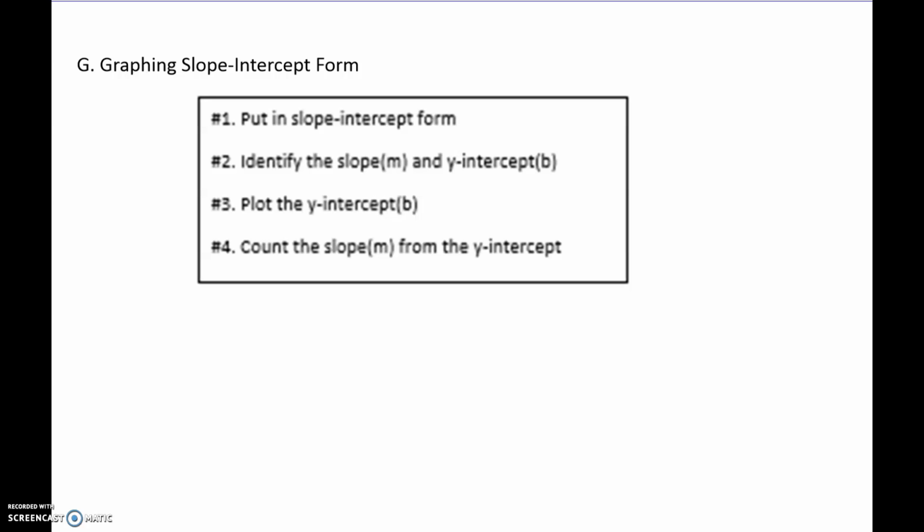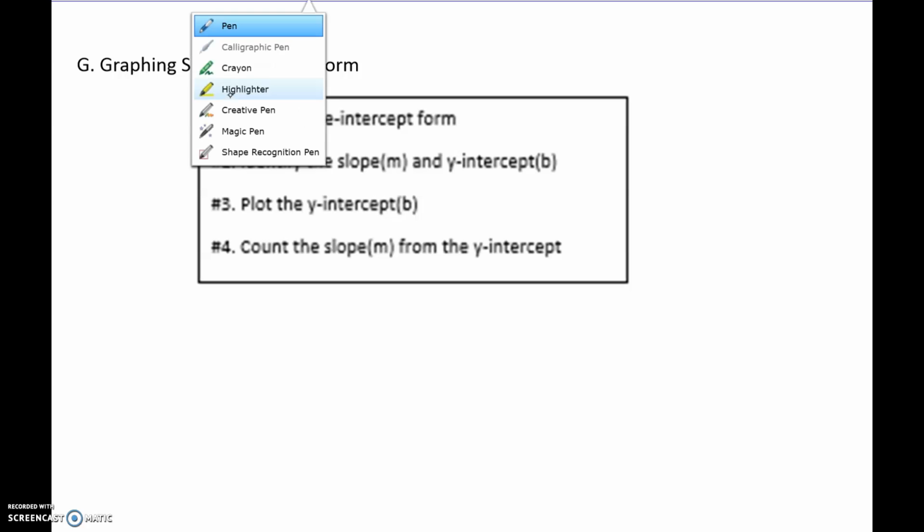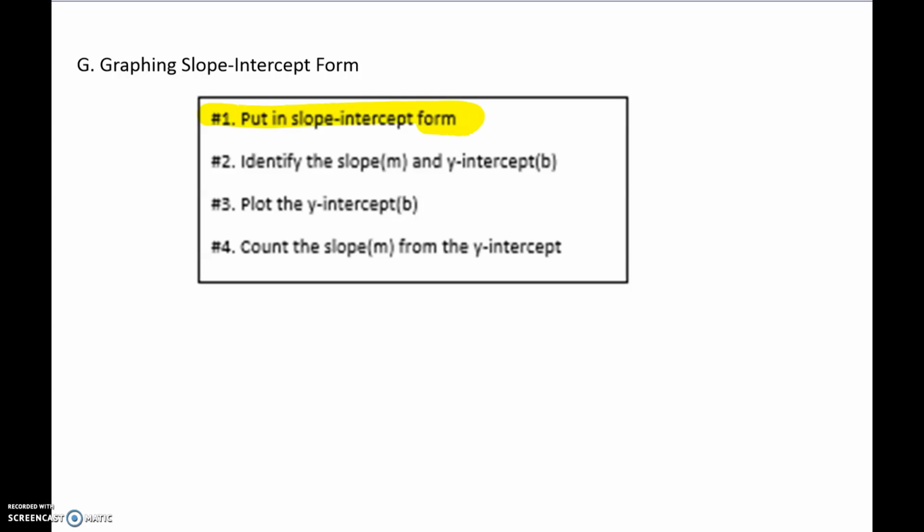These are the steps to graphing. Number 1, we are going to make sure it's in slope-intercept form. Number 2, once it's in slope-intercept form, find the m and the b, the y-intercept. Number 3, you're going to plot the y-intercept, the place where that line crosses the y-axis, and then from that spot on the y-axis, you're going to count the rise and the run. Let's practice it.